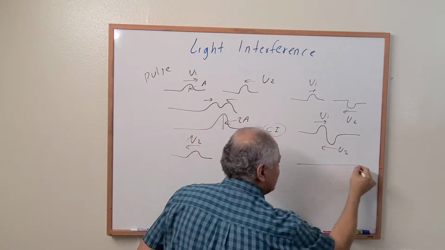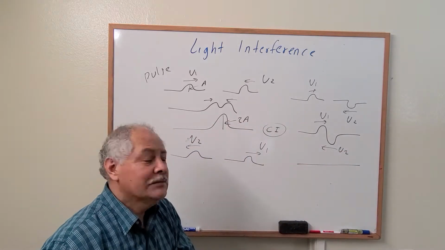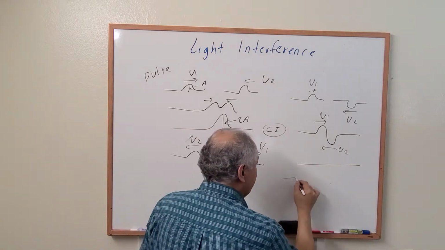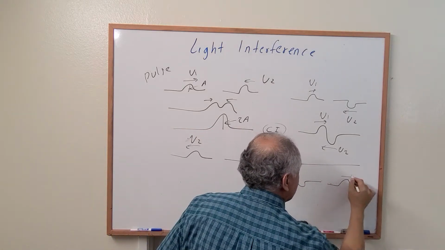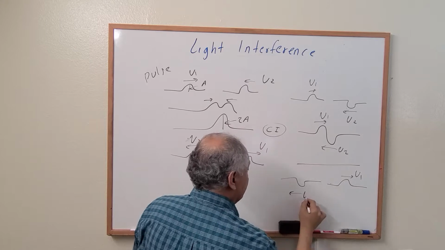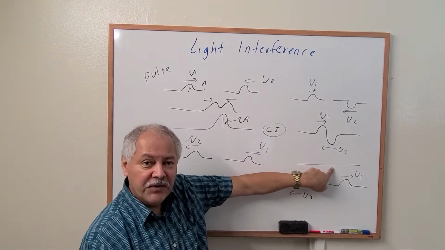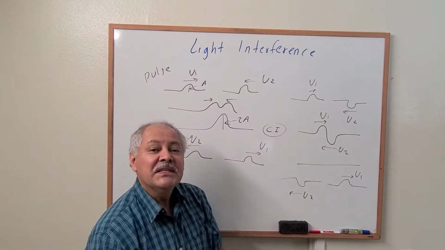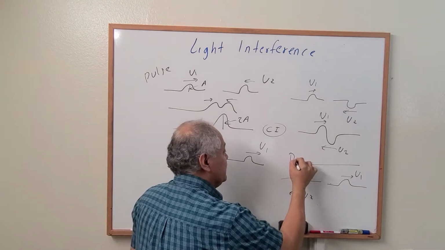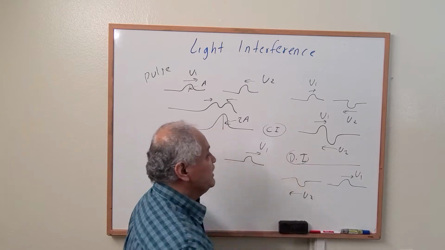But when they meet, they cancel each other. Great. After that, they keep moving as if nothing happened. This is B1 and this is B2. One more time, right here we have an interference, but in this case we have destructive interference. Destructive interference for this case.